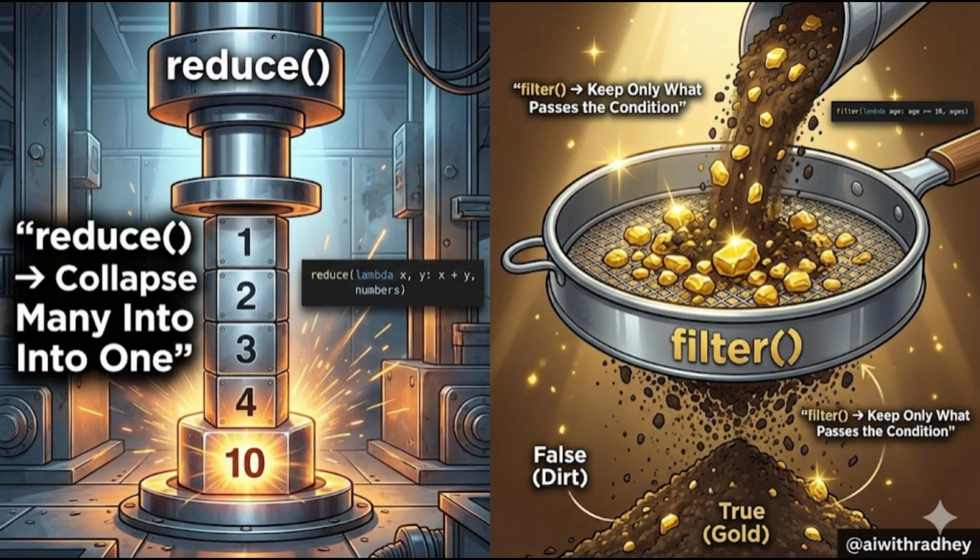Filter and reduce often work hand in hand. Filter helps you clean your data by keeping only what meets a condition. Then reduce takes whatever remains and compresses it into a single meaningful value. First you sift out the noise, then you squeeze the results into one final answer. Together, they give you a powerful way to process data efficiently.